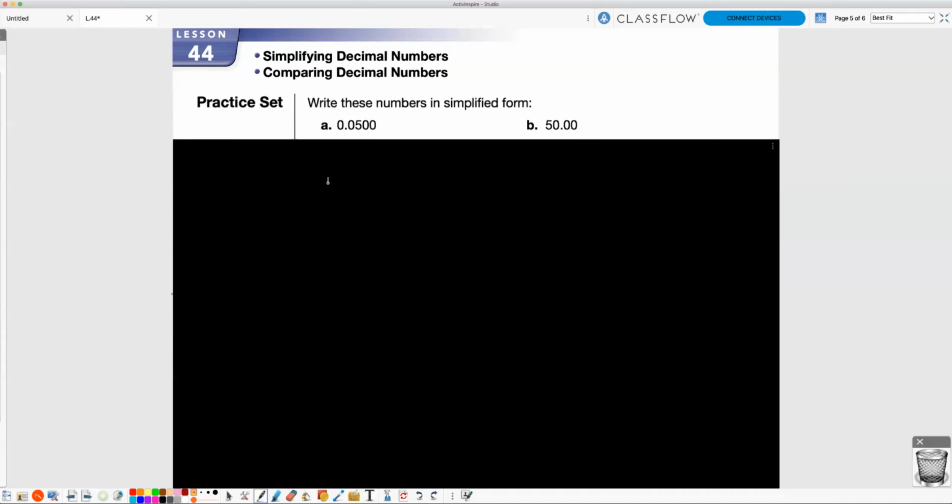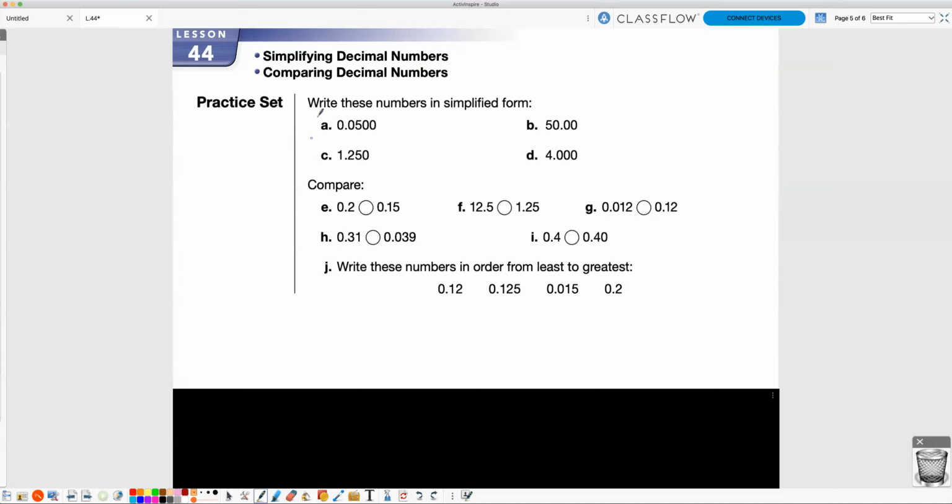All right, let's try these. So write these numbers in simplified form. Letter A, go. Simplified form of this one would be 5 hundredths. Letter B, go. Simplified form of that would be 50. Letter C, go. Simplified form would be 1 and 25 hundredths.